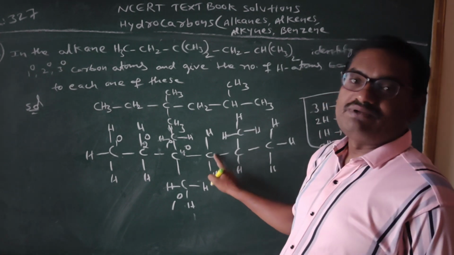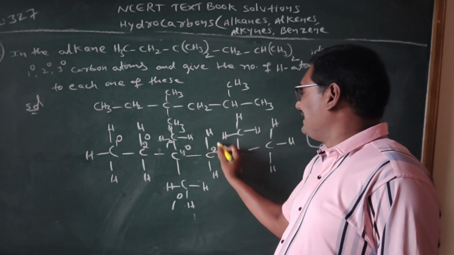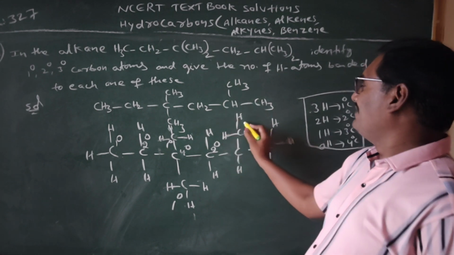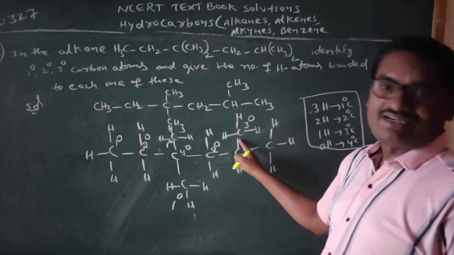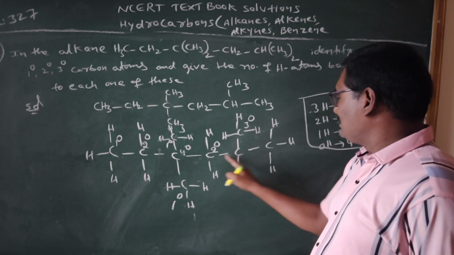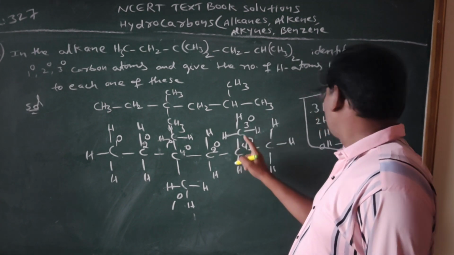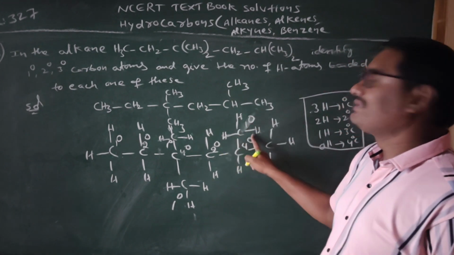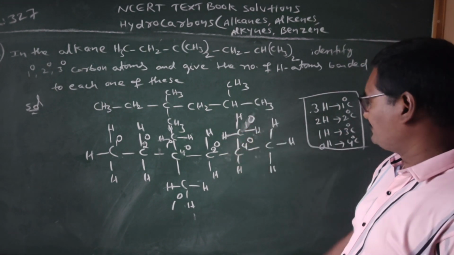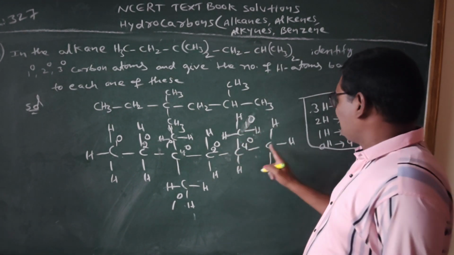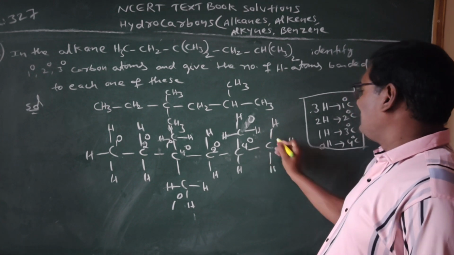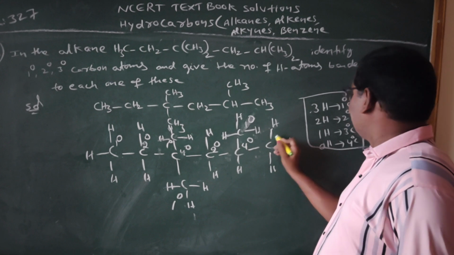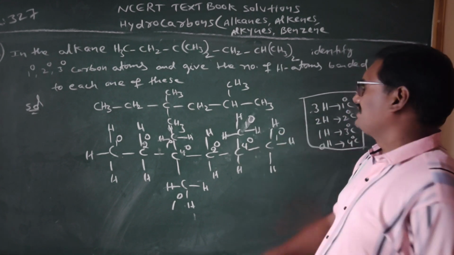Next one, this carbon contains 2 hydrogens, it is the secondary carbon. This carbon contains 3 hydrogens, it is the primary carbon. This contains no hydrogen, so it is the quaternary. So it is the 3 hydrogens, that means it is primary carbon. Next one, this carbon contains 3 hydrogens, 1, 2, 3, so 3 hydrogens, that means it is the primary carbon.